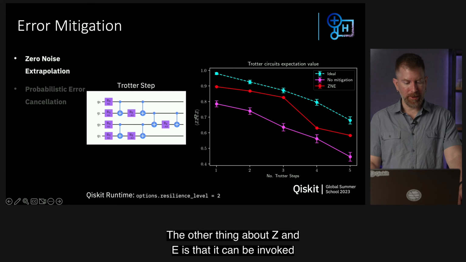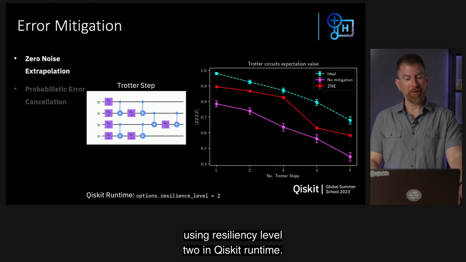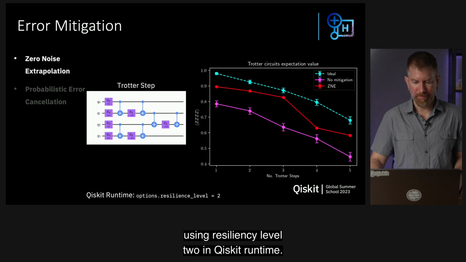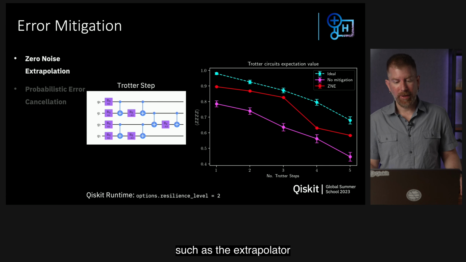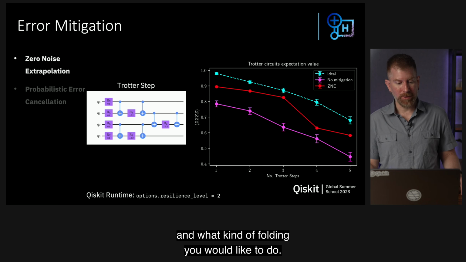The other thing about ZNE is that it can be invoked using resilience level 2 in Qiskit Runtime. That's also where you can specify details such as the extrapolator and what kind of folding you would like to do.